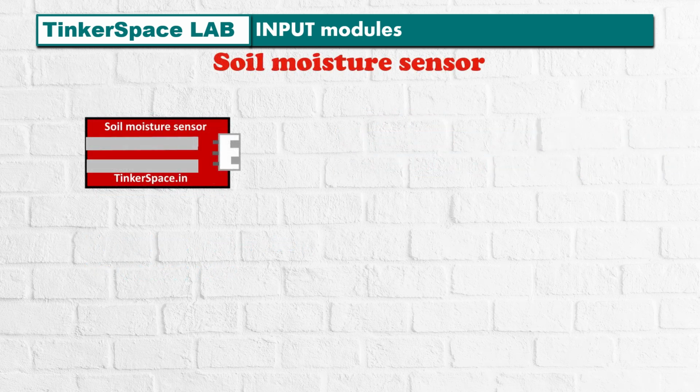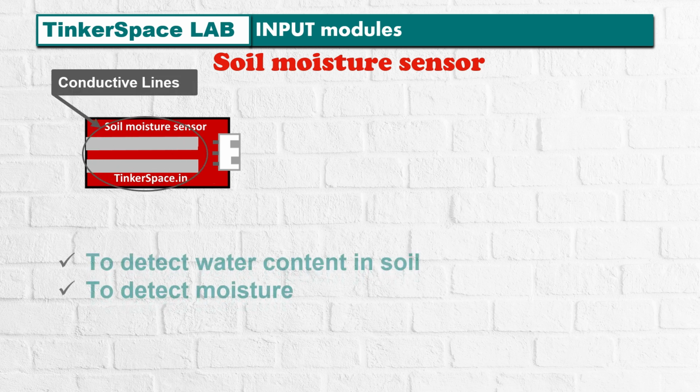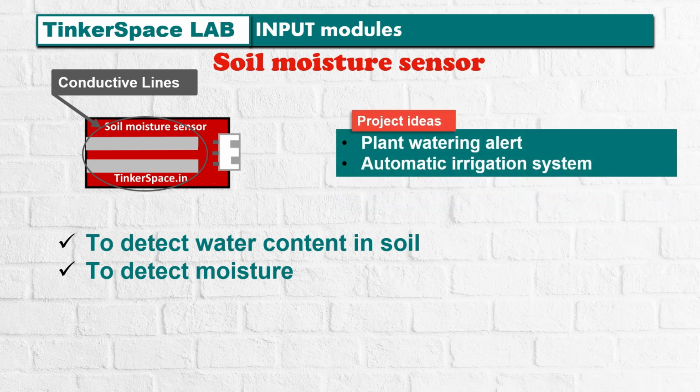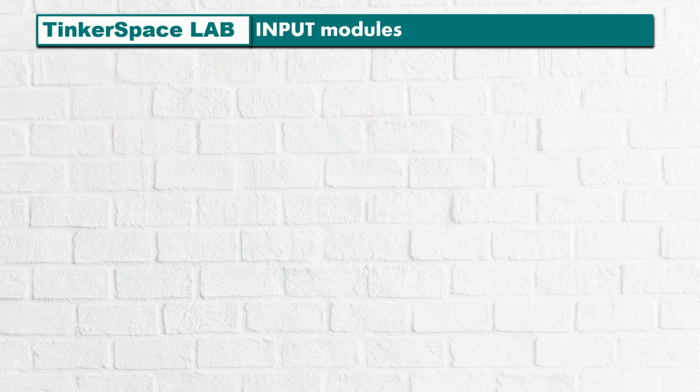Soil moisture sensor. This sensor measures the water content in soil, just like how farmers check soil for dryness. It also uses conductive lines, which detect the moisture level by measuring electrical conductivity in the soil. When the soil is dry, the resistance is high, and when it's moist, the resistance is low. Example project ideas are plant watering alert systems that notify you when the soil is dry, automatic irrigation systems that water plants only when needed.